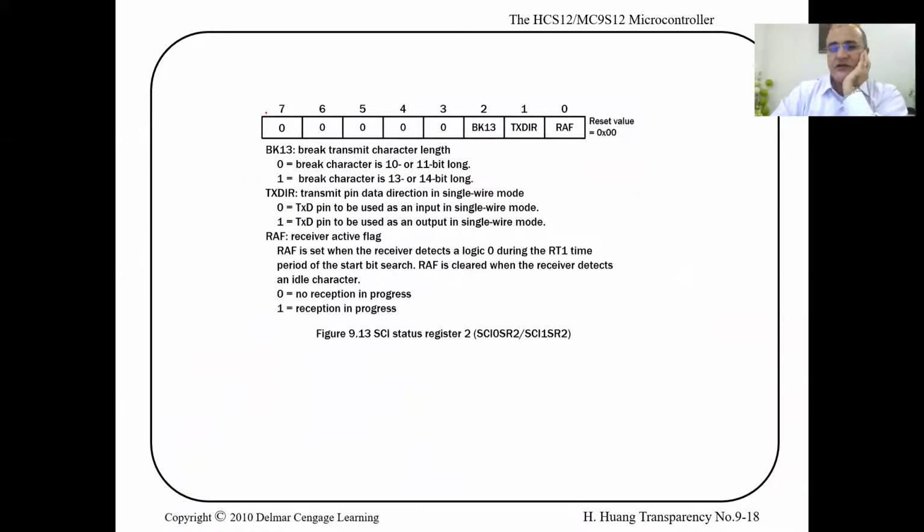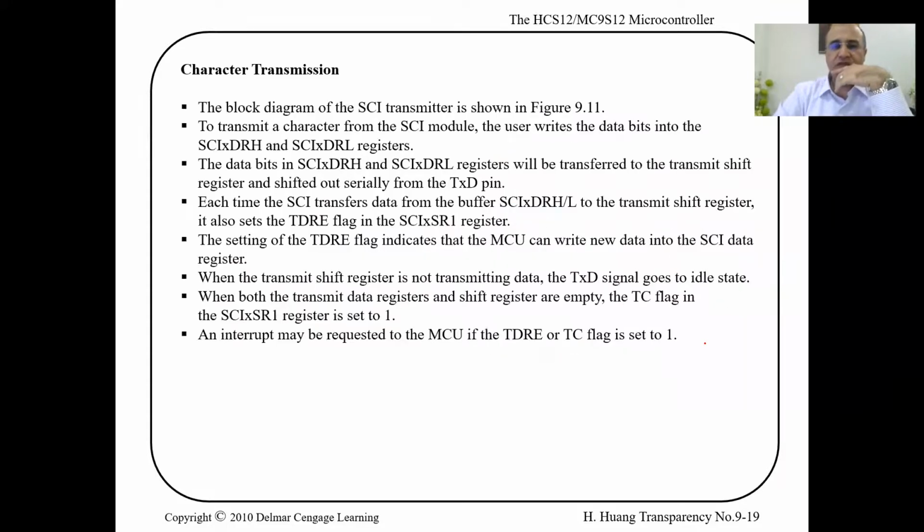Yeah, and what is this SCI status register 2? Okay, this defines the break character length if we want to use it. And remember when I talked about the single wire mode? To decide that the transmit pin is either output or input, this is it, okay? 0 for this bit will make the transmit pin, sorry, an input. Yani it will be connected to the receiver register. And you can be receiving data through the transmit pin, okay? Or if you want to send, you make it a one. RAF is set when the receiver detects a logic zero during RT1 time period. Okay, I don't care about this. So maybe we don't need to use this register.